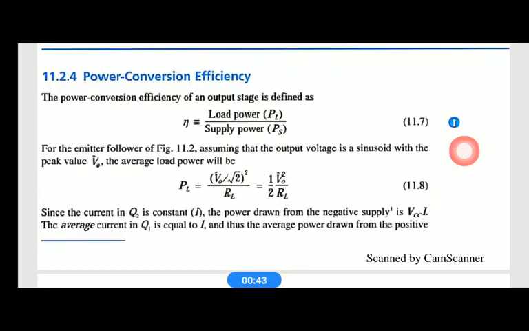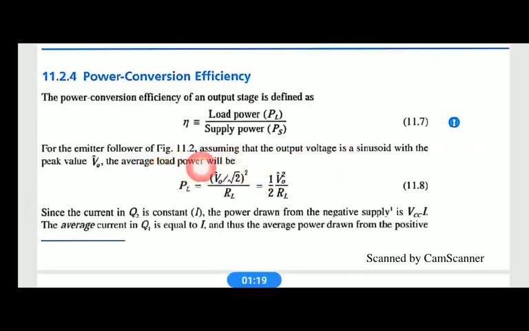Here we are going to discuss the power conversion efficiency of the class A amplifier. The power conversion efficiency of the output stage of a class A amplifier is defined as eta, equal to the load power PL divided by the supply power PS. It is the ratio of load power to the supply power. So what is the load power?